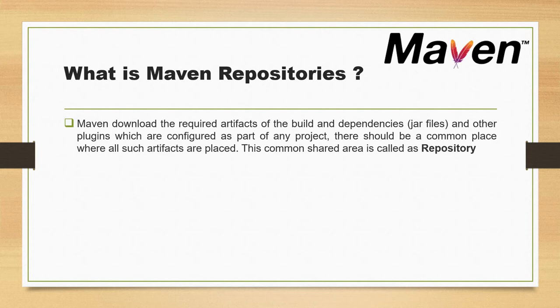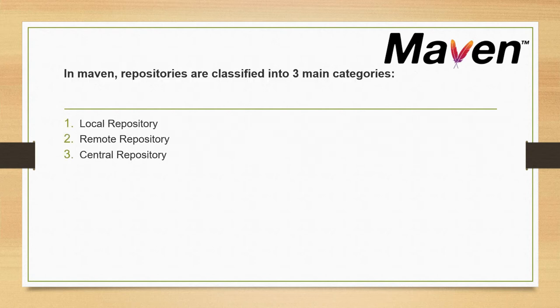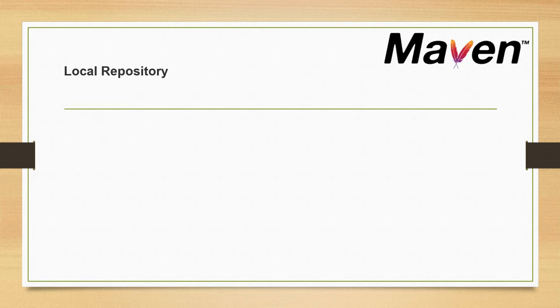So a Maven repository is nothing but the place where Maven stores all the libraries as well as plugins which are required to build your project. Now in Maven, repositories are classified into three main categories. First, we have a local repository, then remote, and then central repository. Let's try to understand all three repositories.